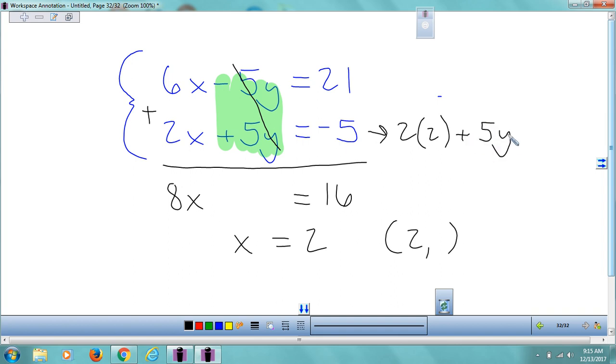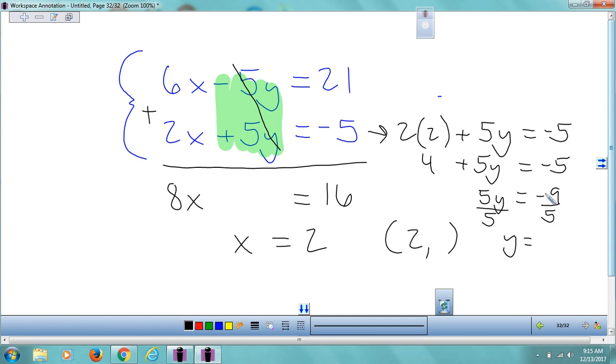So I'm going to copy the rest of the equation. And now this becomes a simple equation to solve. We're going to subtract the 4 from both sides to isolate y. Negative 5 minus 4 is negative 9. And even though 5 and negative 9 are not compatible, so I can't divide evenly, that's okay. We're going to divide both sides by 5, or you can multiply by the reciprocal, 1/5. And so y equals negative 9/5.